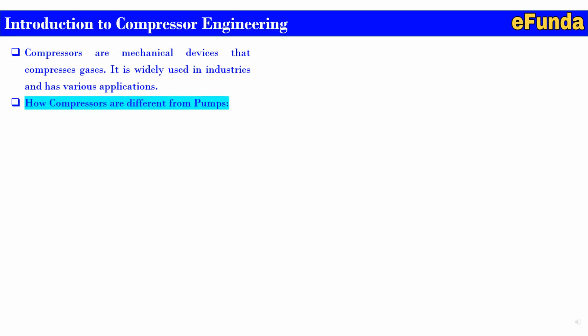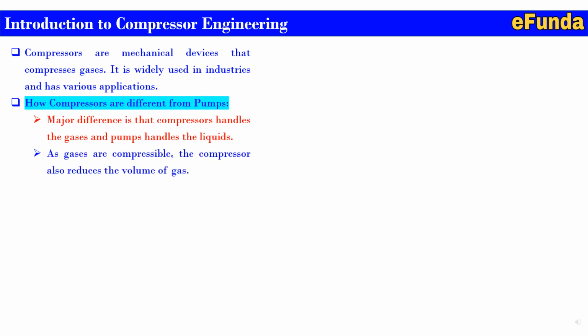How are compressors different from pumps? The major difference is that the compressor handles gases and the pump handles liquids. As gases are compressible, the compressor also reduces the volume of gas. Liquids are relatively incompressible. And now we will see why compressors are needed.